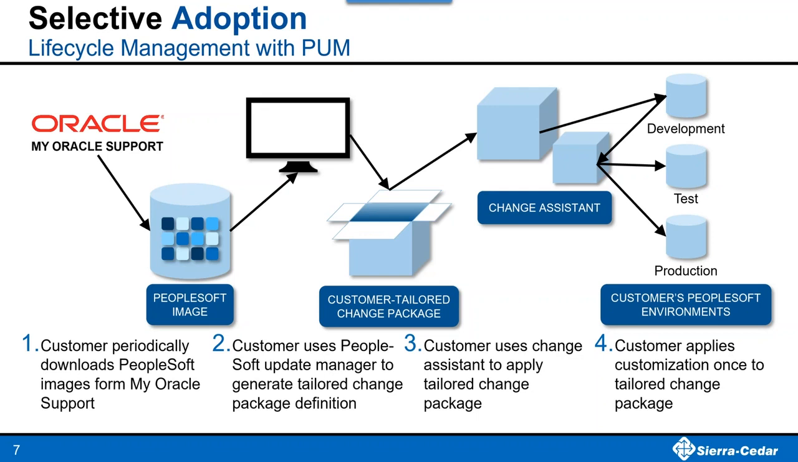So we get the new image 4 times a year, and at that point you can determine what tailored change package the organization needs to make in order to apply what's absolutely needed to go forward. And then using the Change Assistant to apply the tailored change package, it goes into the chain of development, into test, into QA, and any other environments, and finally into production. And by the time it hits production, we want to make sure we have very little of, I didn't know it was going to do that.